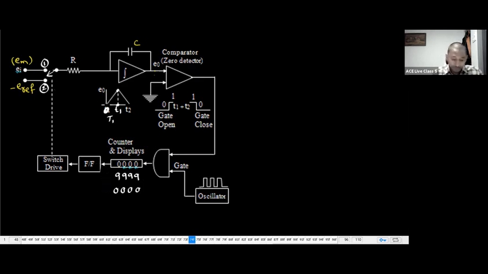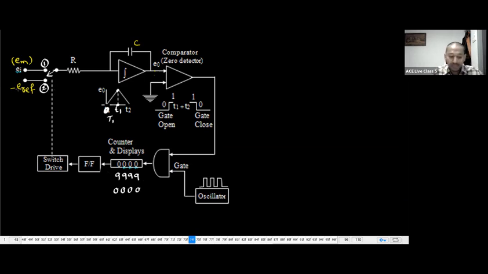Then this flip-flop output will drive the switch from position 1 to switch position 2. Once it reaches full count, if the next count comes, this carry pulse will activate the flip-flop. The flip-flop will give the output such that it will drive the switch from position 1 to 2.